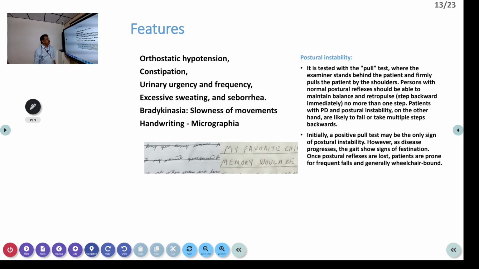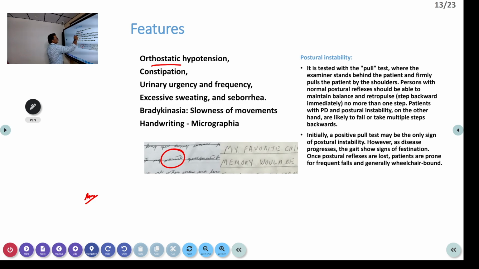Now, if you ask the patient to write something, they'll have micrographia, small letters. So that is very important because they will not be able to sign a check and so on. Sometimes it will become illegible. So we have to be very careful.